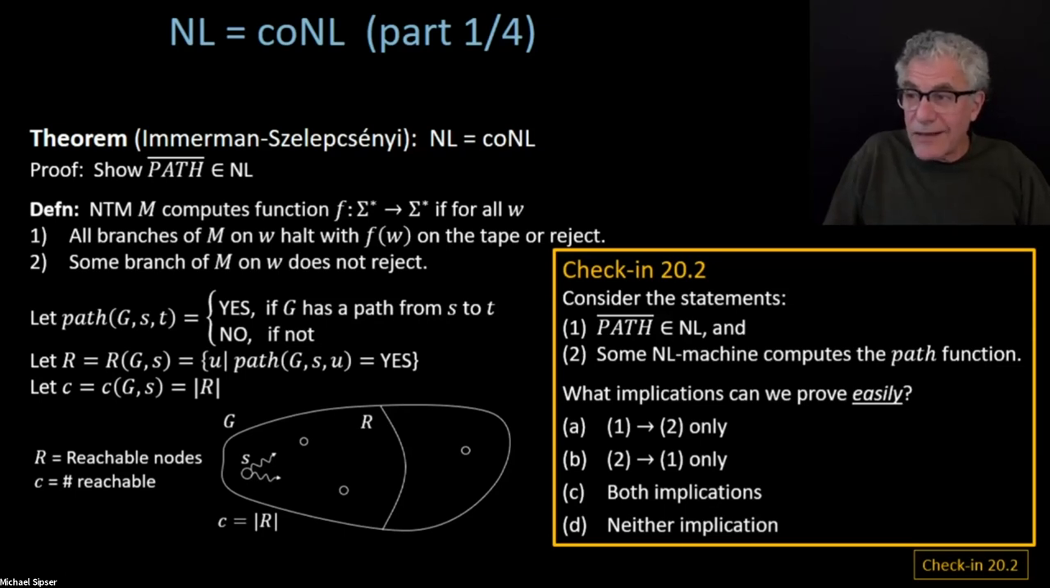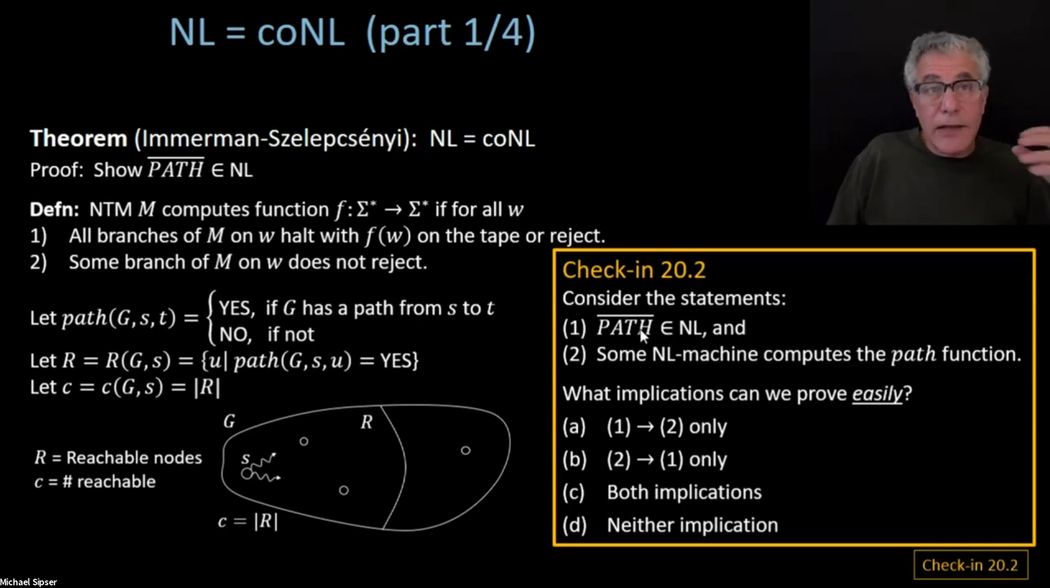You guys didn't do well. That's okay. Actually, the right answer is C. Most of you got that if I can solve the path function, so the yes, no value, I can use that now to solve both path and path complement. That seems more clear cut.